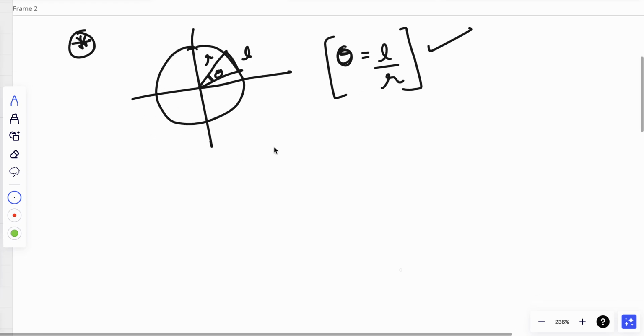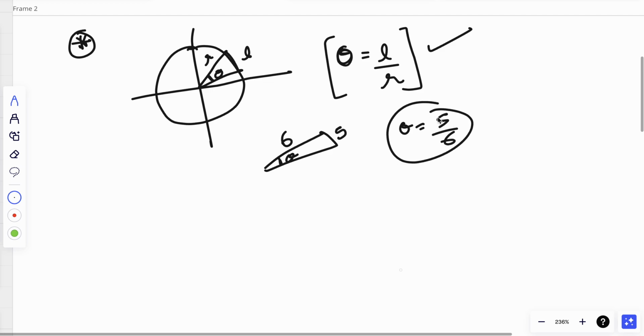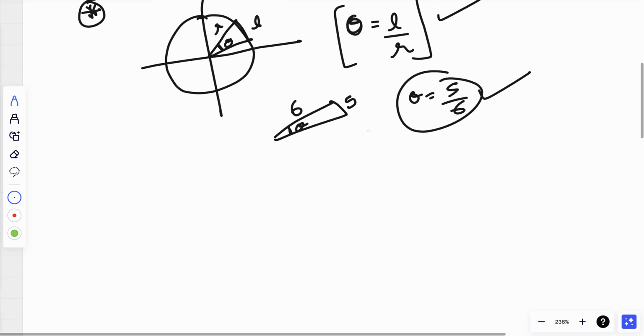So yes, if there is an angle theta, and this length is 5 and this length is 6, then we know that theta is equal to 5 by 6. We believed him. This is the math of it. Now you might have seen what theta is. Theta is generally, like in earlier studies you might have seen, 30 degrees, 40 degrees, 60 degrees, 90 degrees, right?